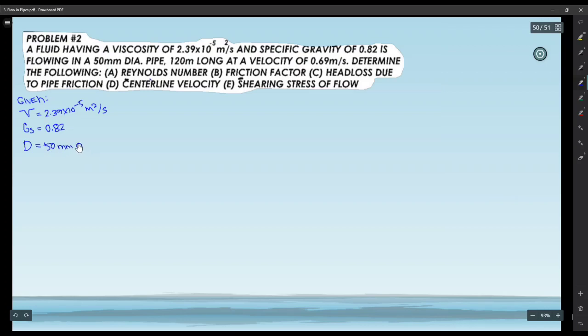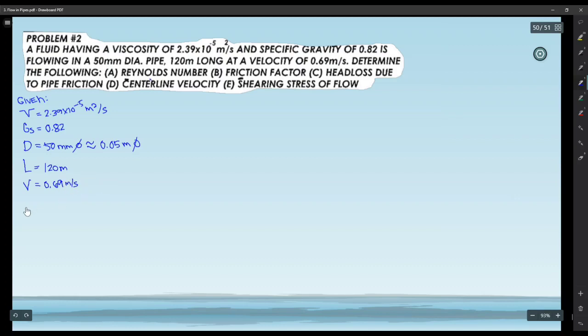So 50 millimeter diameter. Guys, again, i-convert ko na siya directly to meter kasi in terms of meter naman lagi ang ginagamit natin for SI or in terms of feet for English. So divide mo lang 1,000 or that is 0.05 meter diameter. Also given here is the length of the pipe which is equivalent to 120 meter long. And last will be the velocity of the fluid flow which is given as 0.69 meter per second.